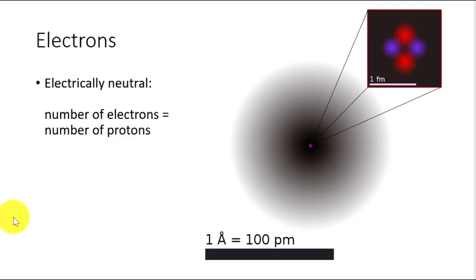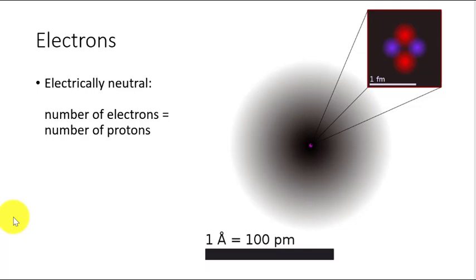The third atomic particle are the electrons. So electrons essentially are massless. We say they have a mass of 0. Their mass is so infinitesimally small, we don't even say that they have a mass at all. So for our purposes, we'll say electrons have a mass of 0. Electrons have a charge of -1.